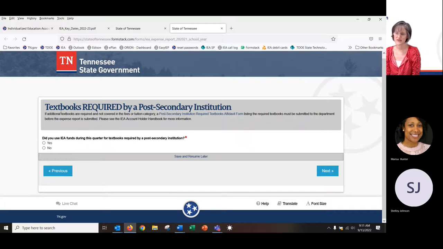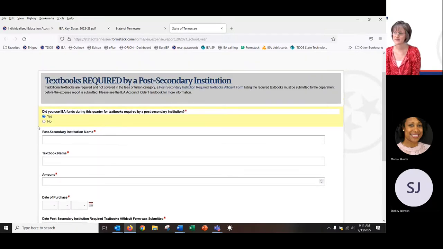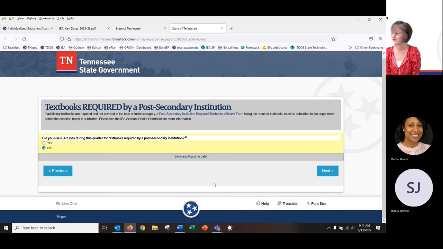Again, just like you had with your participating private school, with your post-secondary school, if you have some textbooks, you would enter them here as well, but you've also already done that post-secondary required textbooks affidavit form, kind of like you would have done for your K-12 affidavit form for your textbooks. So let me show you what that part opens up to look like. Same type of information that you would have done for your K-12 textbooks. You would just enter them here. But if you have none of that, you just say no.